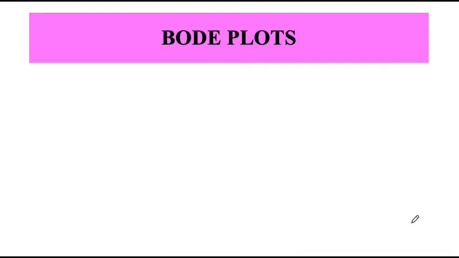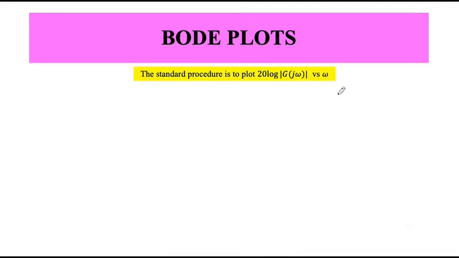So what would we do in the Bode plot? We are given a transfer function in sinusoidal form G(j omega), and the standard procedure is to plot 20 log of the magnitude versus the frequency omega, and the frequency will be on a log scale. We will see why it is important to do this on a log scale. This magnitude is usually referred to in decibels. Of course omega is the standard thing.